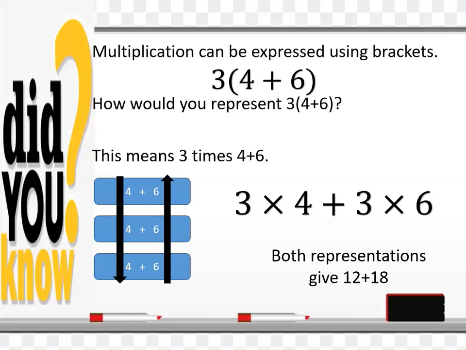How is this different from the first representation? We wrote the products separately, and then we wrote the products as a sum. This is what the distributive property allows us to do.